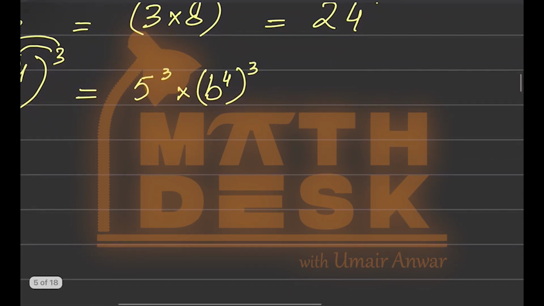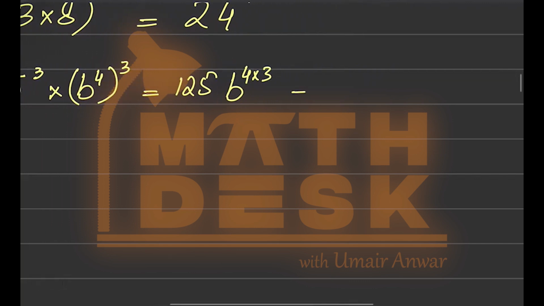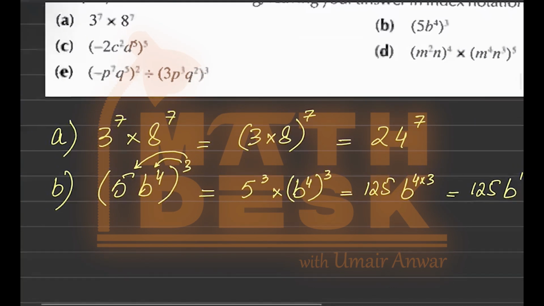5 raised to 3 would become 125, and here we would apply the third law of indices, which is that there are two indices on a single base. So both the indices should get multiplied with each other, 4 into 3. So it would become 125 times b raised to 12. This would be the answer of this part.